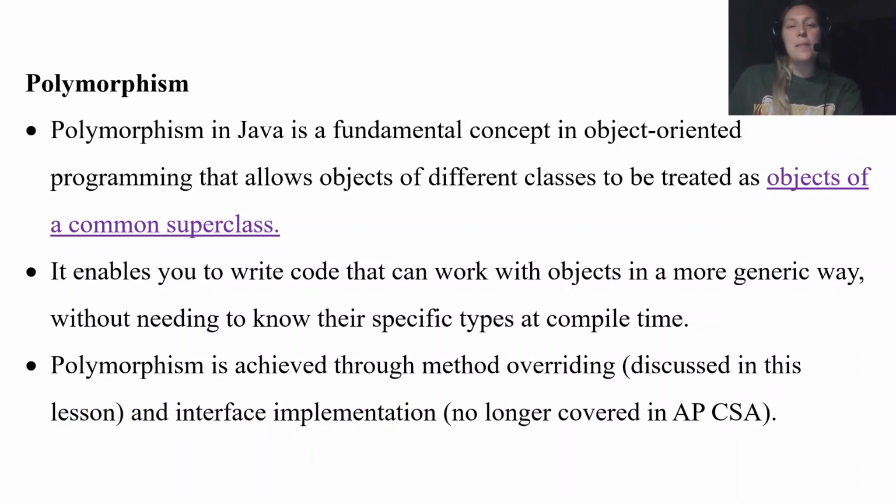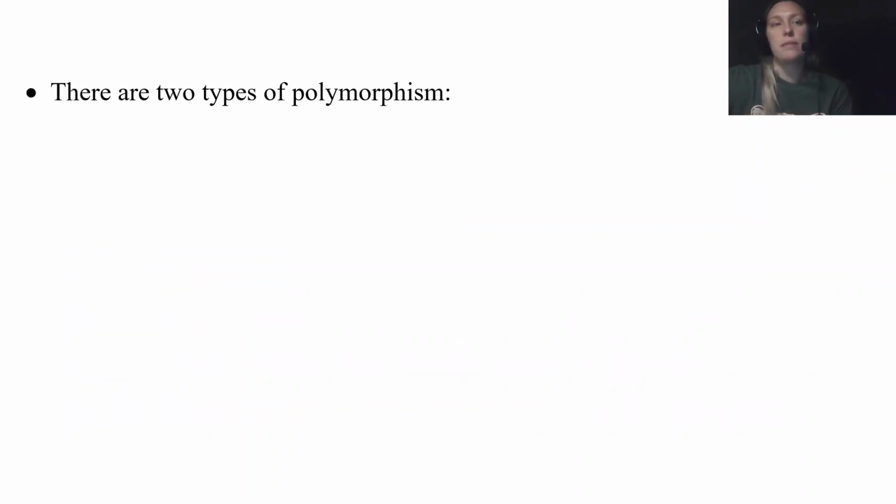There are 2 types of polymorphism that we're going to go over. The big one is method overriding, and that's kind of the newer concept. And then the second one, we use polymorphism when we implement interfaces. We don't cover interfaces anymore on the CSA exam, but interfaces also use polymorphism. And those are the 2 main ways we use polymorphism.